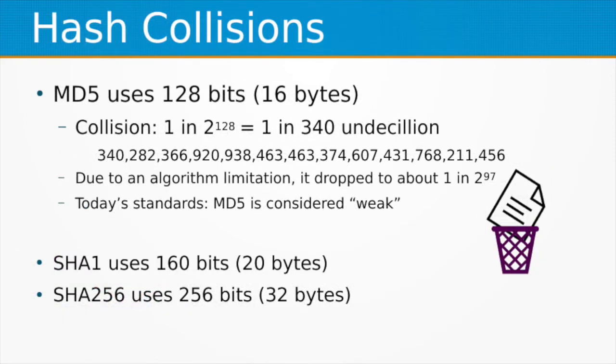To put this into perspective, MD5 generates a 128-bit or 16-byte hash value. An input file will map into one of these 16-byte values. This means that there is a 1 out of 2 to the 128th, or 1 in 340 undecillion, chance of having two different files with the same MD5 hash. Due to algorithmic weaknesses, it's actually more like 1 in 2 to the 97th, but that's still a huge number. With odds like that, you're better off playing the lottery. MD5 is considered weak by today's standards. Other hash algorithms use more bits and more complicated algorithms for a lower chance of a collision.